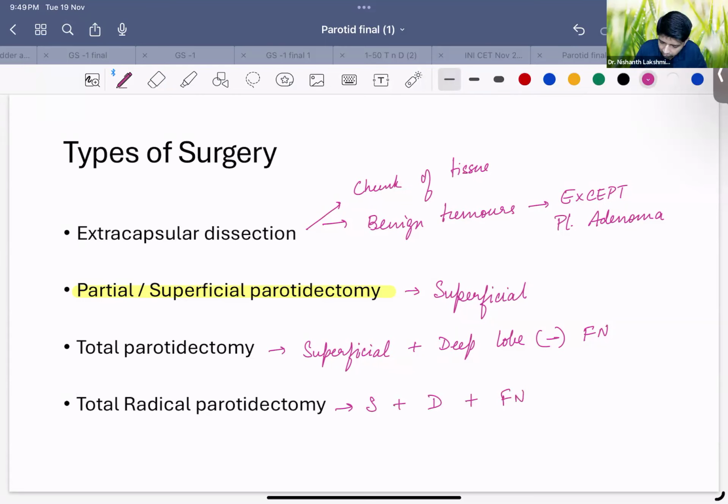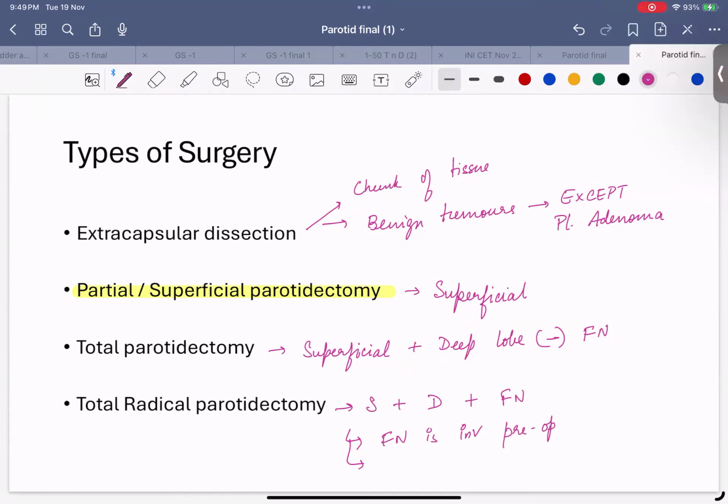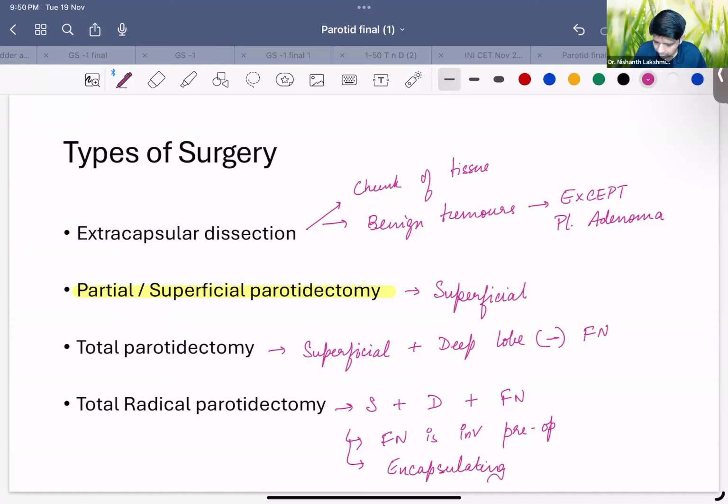One indication we already know: if the facial nerve is involved preoperatively. Can you tell me another indication? Vinod? Sir, no idea, sorry. If the tumor is malignant and it is encapsulating the nerve, when you know that it is completely encapsulating the facial nerve, you have this information preoperatively. These are certain times where you have to do a total radical parotidectomy.